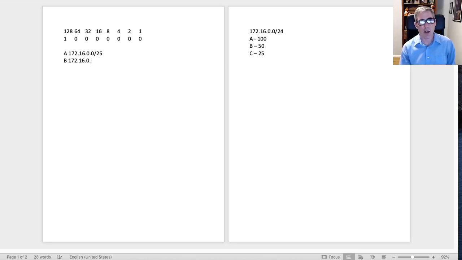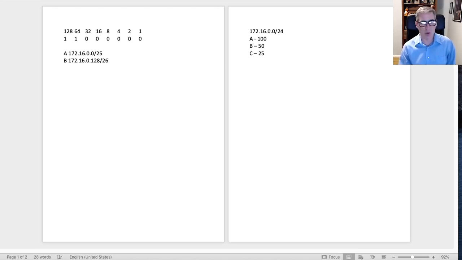Now, when we go to B, we know that it's going to start at 172.16.0. Our magic number is 128. So 128. Now we need to know how big it's going to be. And based on what you've seen before, 2, 4, 8, 16, 32, 64 is 2 to the 6th power, minus 2 is 62. So that's going to need 6 host bits. We change that to a 1, and we put a 26 there.